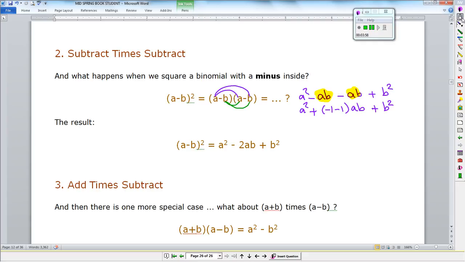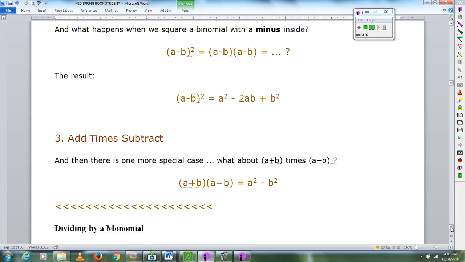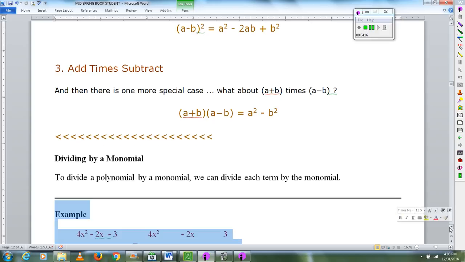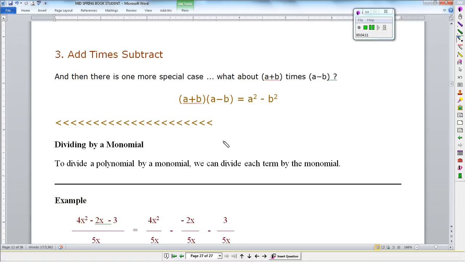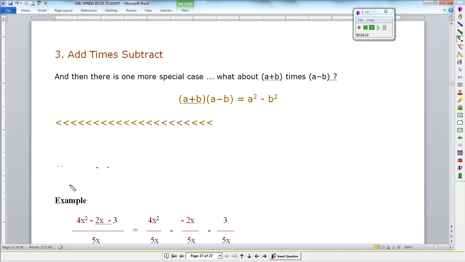So let's look at case number 3. Okay, let me erase this. I don't want you to see this.